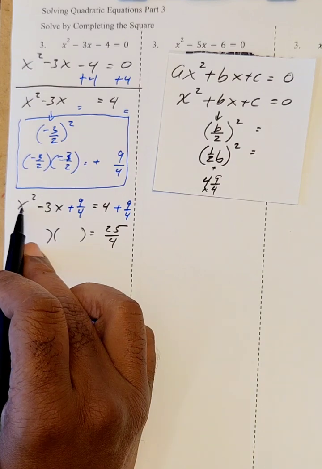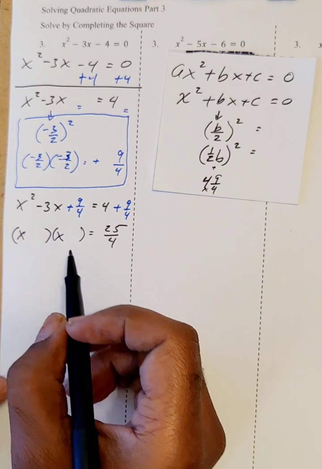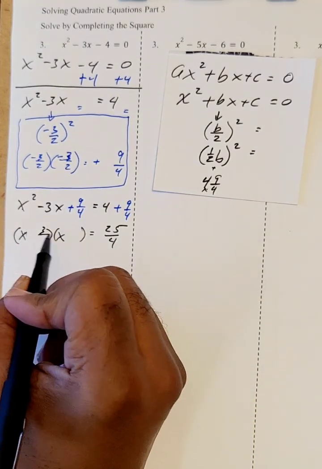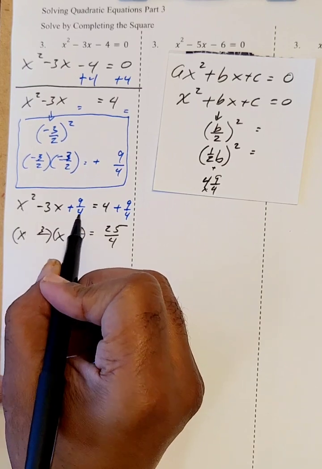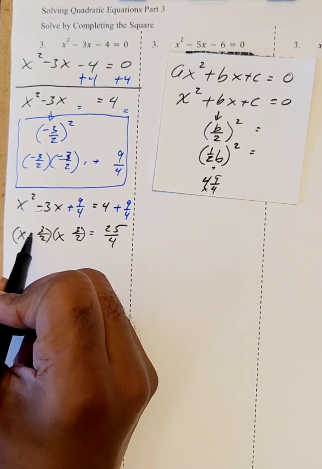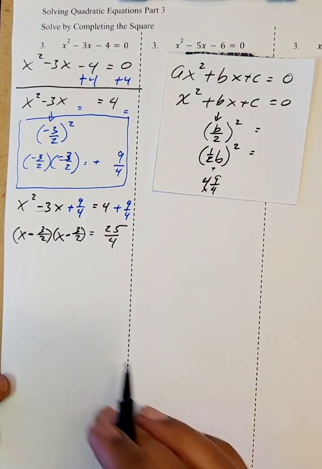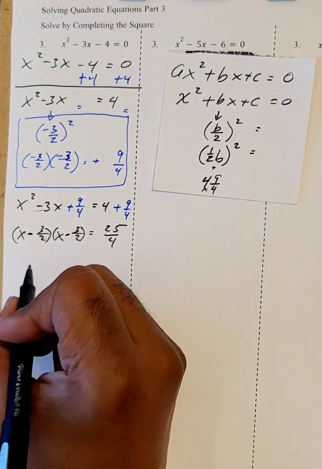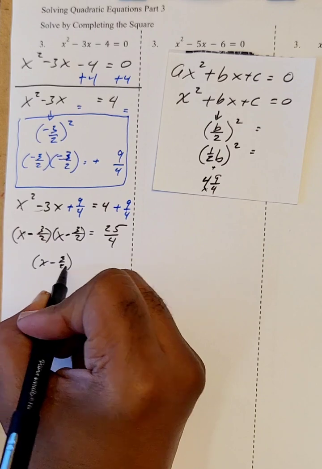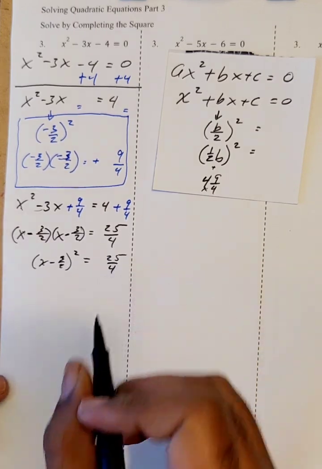All right, on back to the left side, x times x will give us our x squared, and 9 over 4, so for the 9, that'll be 3 times 3, and for the 4, that'll be 2 times 2, and both signs have to be negative. So negative and negative. Okay, there we go. All right, so these two can become x minus 3 over 2 to the second power. And that'll equal 25 over 4.